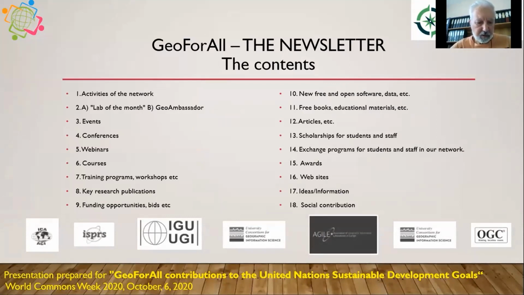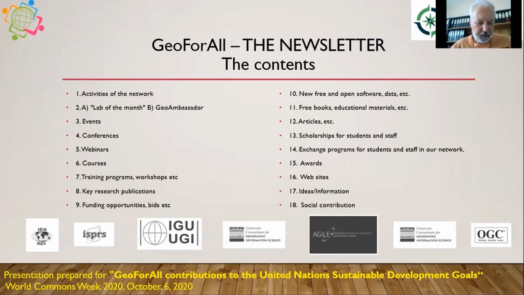The first sector is that of general information. It is comprised of the activities of the network, the lab of the month, and the Geo Ambassador, which is the presentation of a lab almost every month, and the presentation of someone who has distinguished activity about geospatial. The events, worldwide, conferences, key research publications, funding opportunities, bids, etc., new free and open software, data, etc., articles, awards, websites, ideas and information, and social contribution.